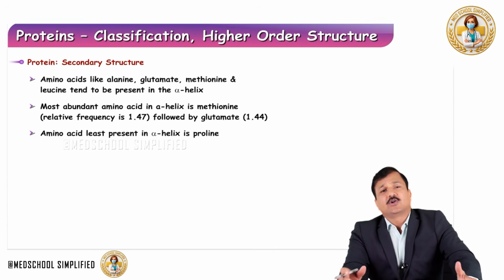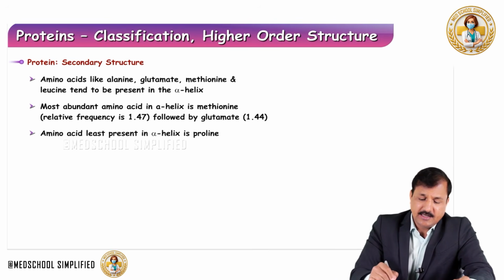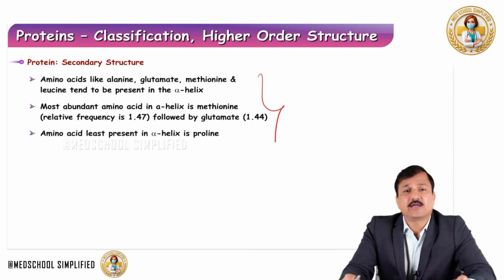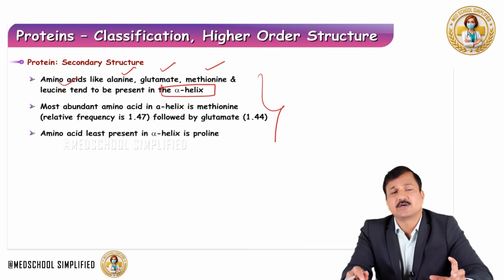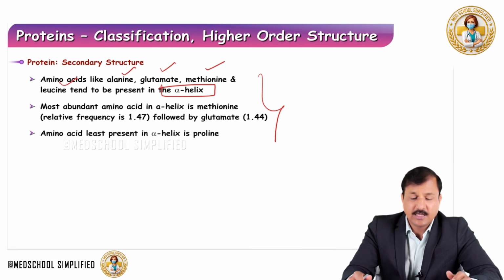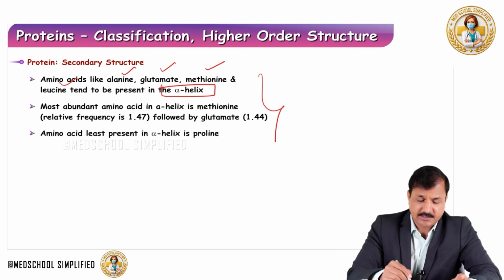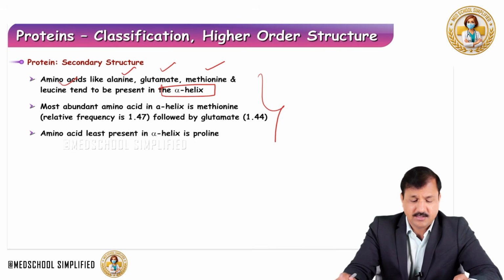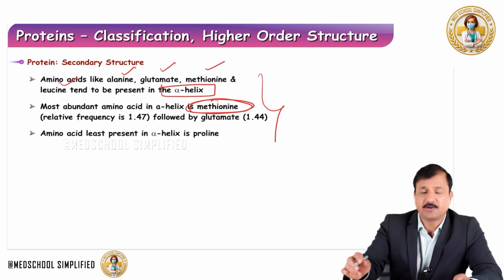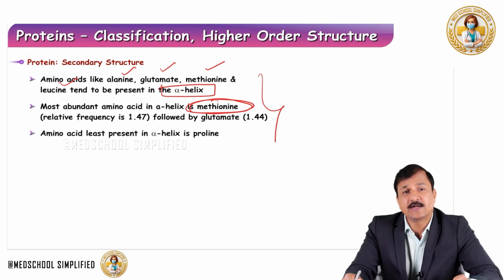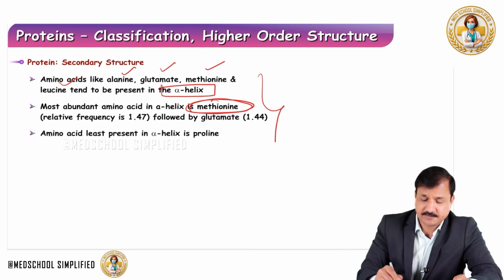Now let's look at some of the amino acids and their relation with alpha helix formation. Amino acids like alanine, glutamate, methionine, and leucine all tend to be present in alpha helix. These are some of the common amino acids that you should look for in an alpha helix of a polypeptide chain. It is alanine, glutamate, methionine and leucine. And the most abundant amino acid present in alpha helix is methionine. Methionine is the most abundant, and that is followed by glutamate.